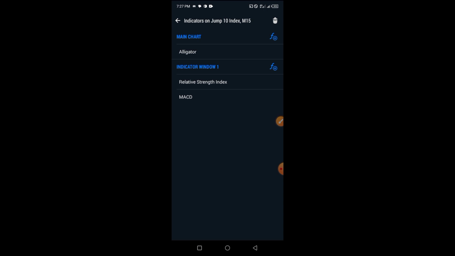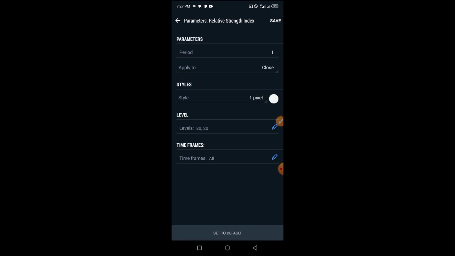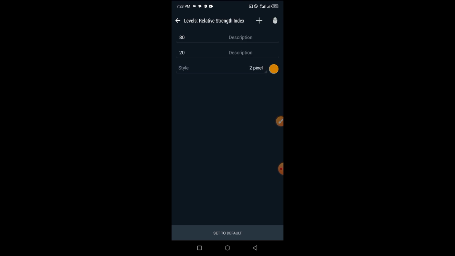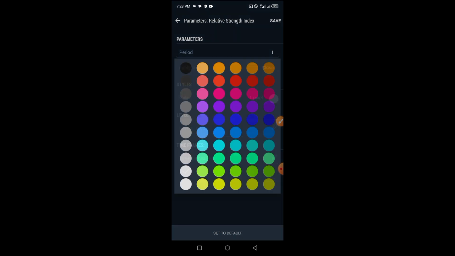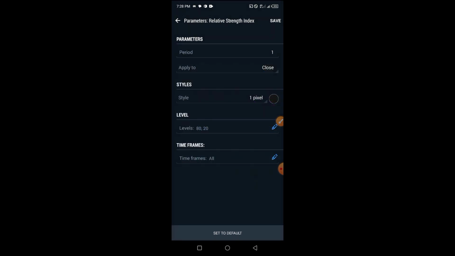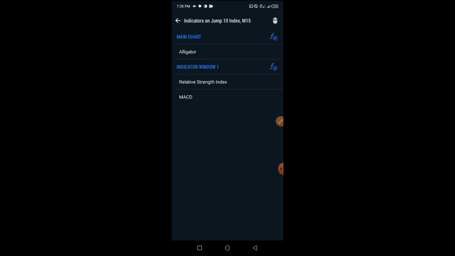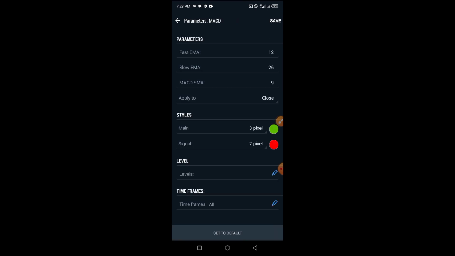For our window one indicator, we have relative strength index, we have period one, apply to close, style 1 pixel. Our levels here now, we have level 80 and level 20, 2 pixel, any color of your choice. In this place, you have to use the color that you used in your background. My background is black, so I have to use black. You save it.